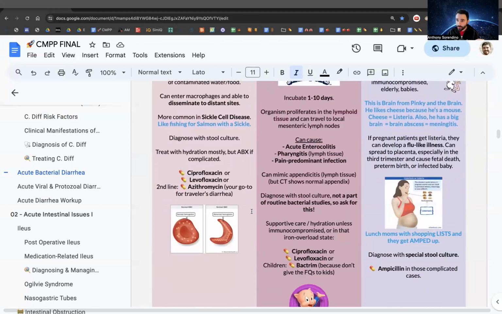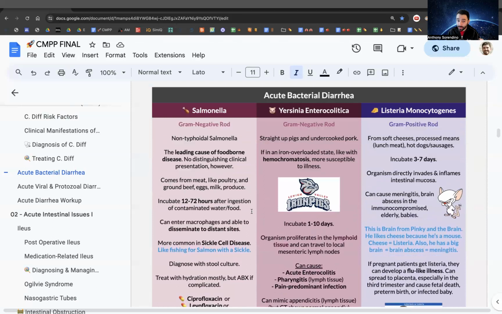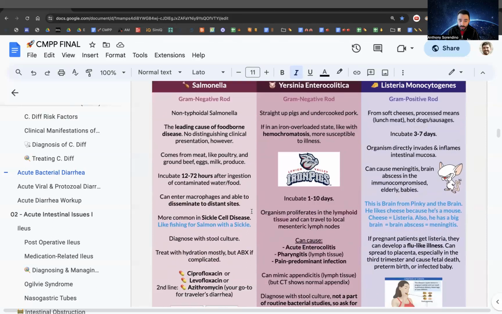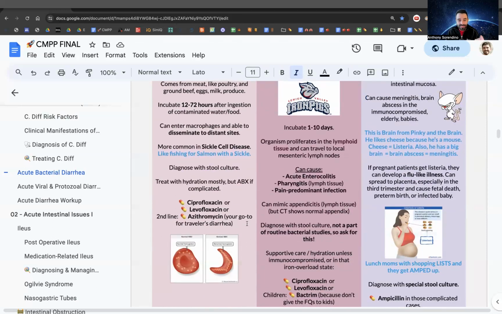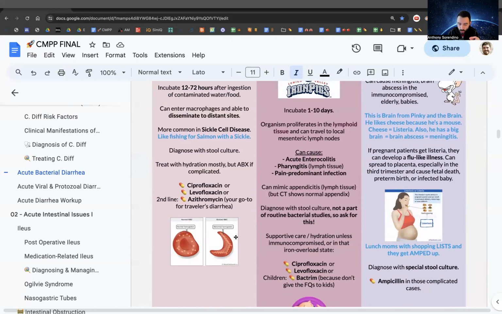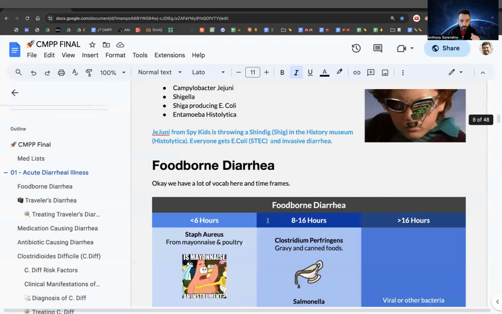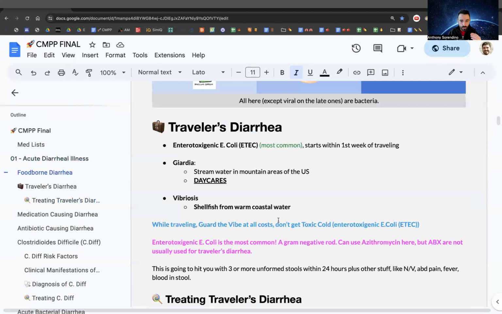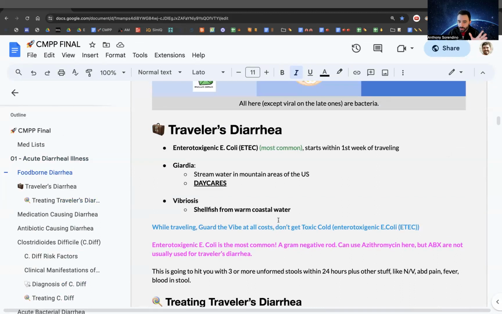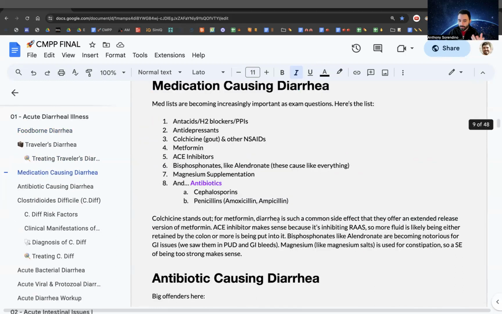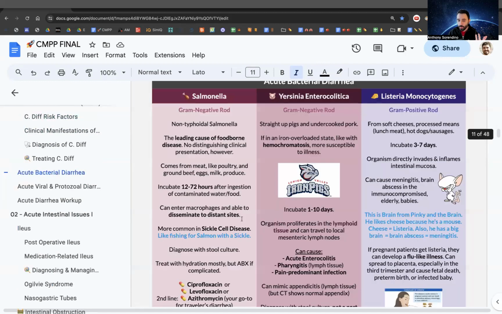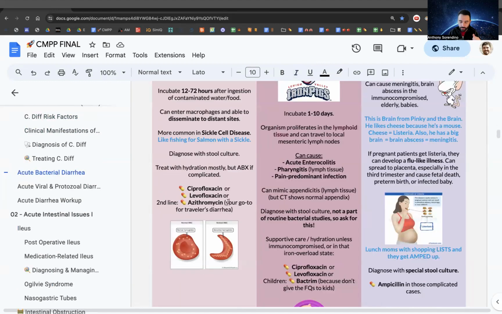Now, the second line for Salmonella, because this is common in foodborne disease, and you're probably going to get it if you're traveling as well, is azithromycin. That's going to be your second line, which again is your go-to for traveler's diarrhea. Just to clarify, Salmonella isn't listed underneath the traveler's diarrhea slides. I'm just making that connection of azithromycin and what it's used for. So just to clarify there.